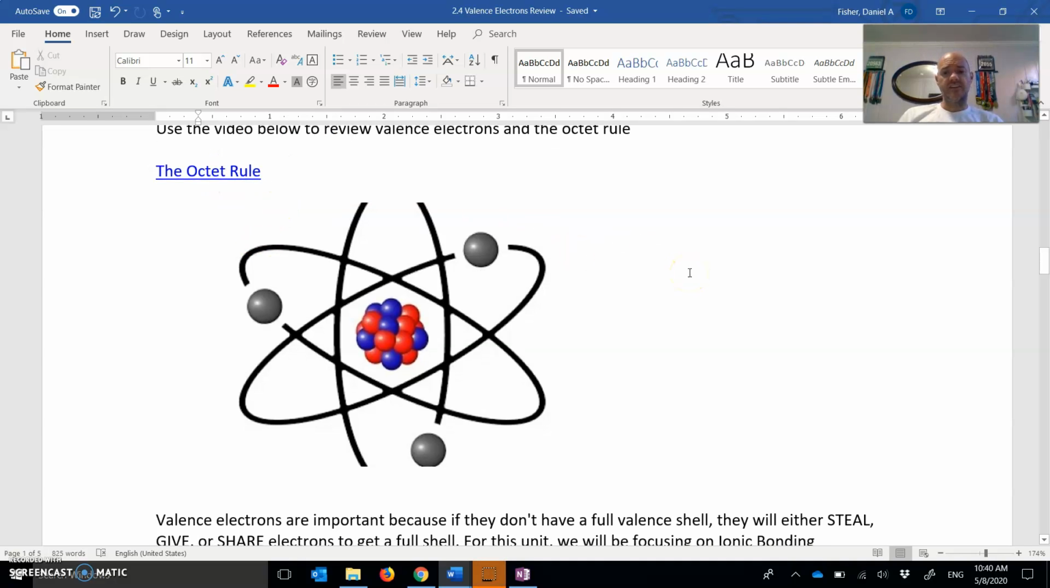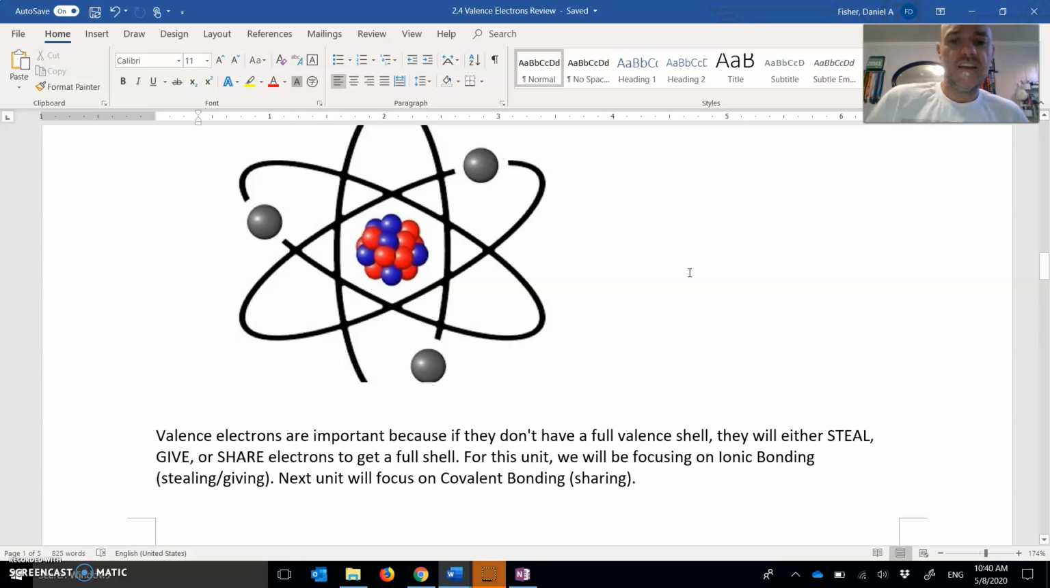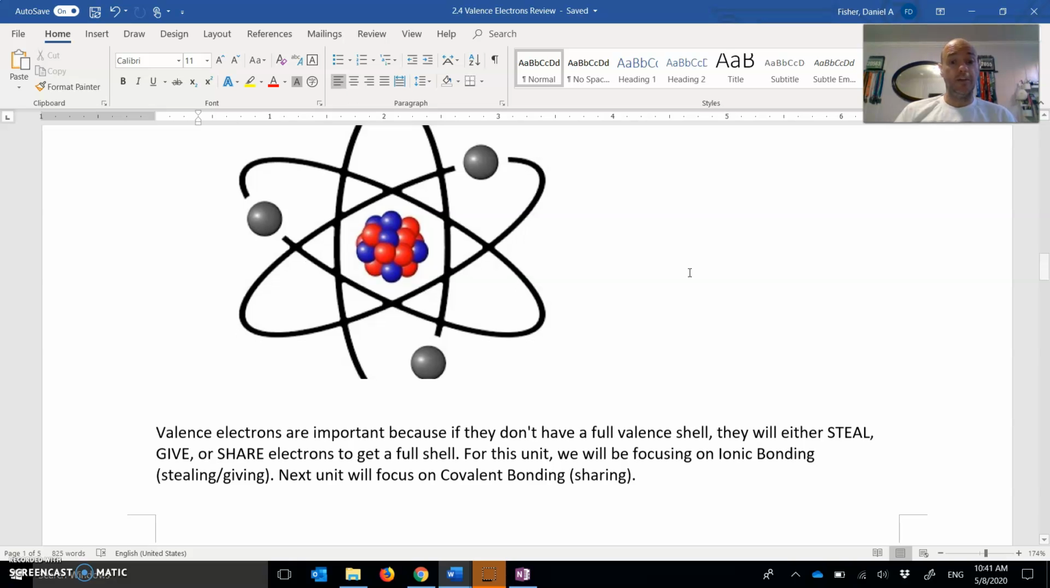We're thinking about the octet rule. The main thing is that if atoms don't have 8 electrons or a full valence shell, then they are going to do one of 3 things to get to a full shell. They're either going to give up electrons, they're going to take electrons, or they are going to share electrons. This unit we're going to focus on giving and taking. That is ionic bonding. Next unit we'll talk about sharing, which is covalent bonding.